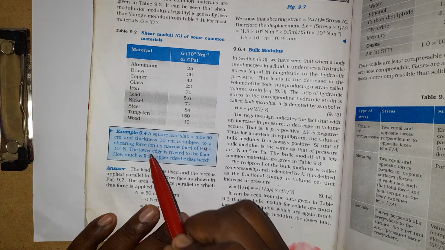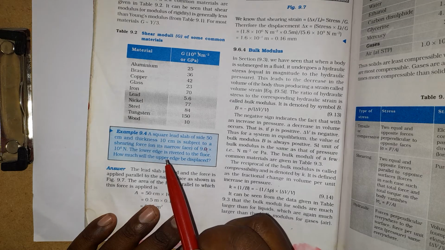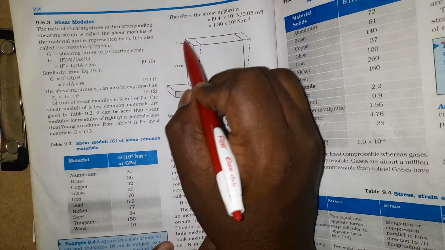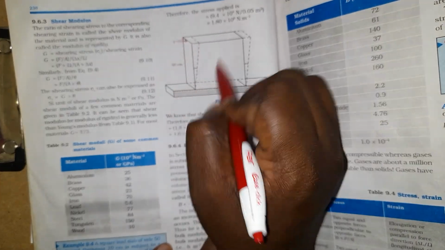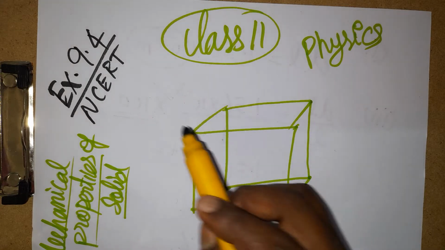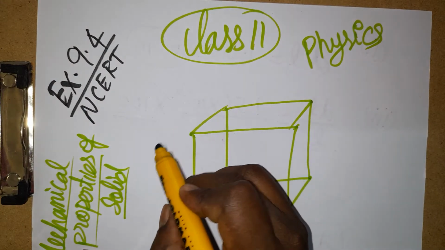It's the ninth chapter, fourth problem, class 11 physics. The question is about the modulus of elasticity, especially shear modulus. They applied a force here and asked how much displacement this block is going to move. Now we'll see how to solve this problem. It's a class 11 physics NCERT example problem.